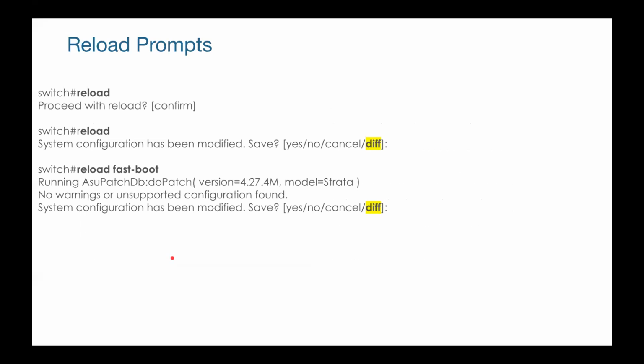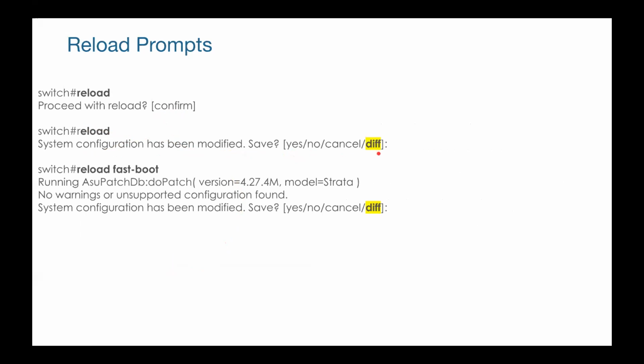Now the prompts you're going to see are generally going to be one of two things. This is kind of a standard prompt. It means everything's good. Let's reload and just confirm it. You might also see this one. It says your system configuration has been modified. What that's telling you is your running configuration and your startup configuration don't match. So it gives you the options to save the configuration and reload. Don't save the configuration and reload. You can cancel the reload command altogether.